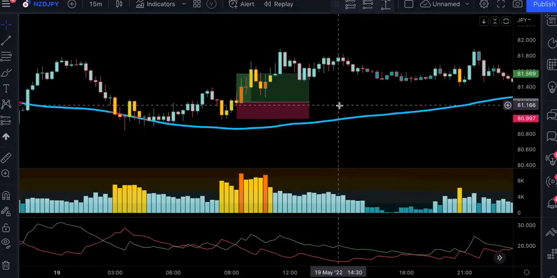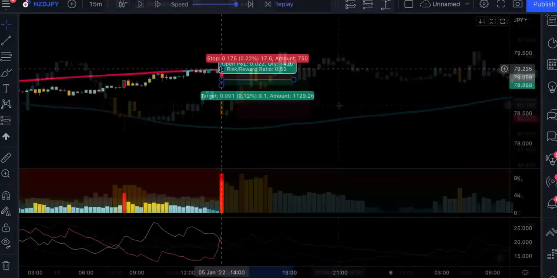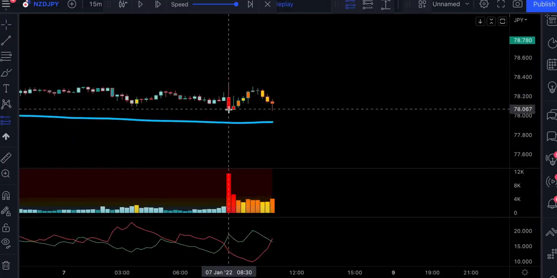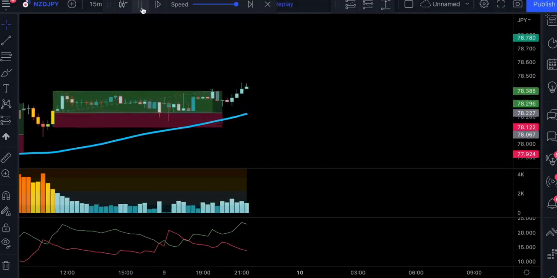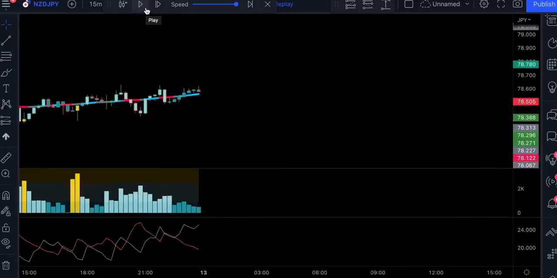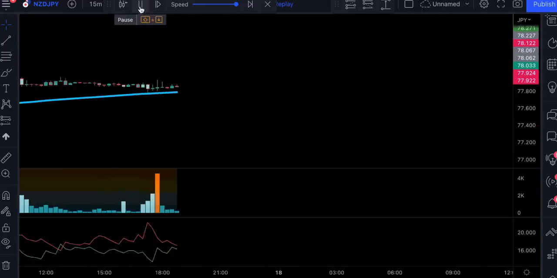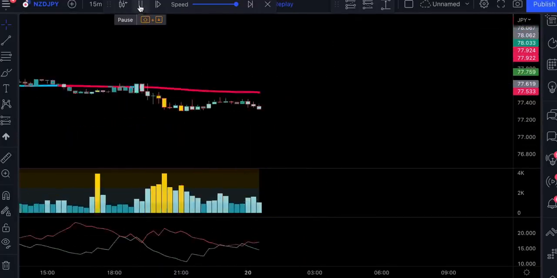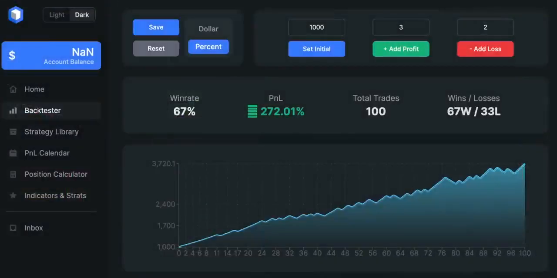Okay, I hope you have understood the rules for this strategy. So let's actually do our backtesting and see how well it performs in different market conditions. Okay, just done the backtesting and take a look at these results. The win rate for this strategy is 67% and we increased our account size by 272.01%. Because I was testing this strategy on a 15-minute chart, I found those 100 setups within 8 months.